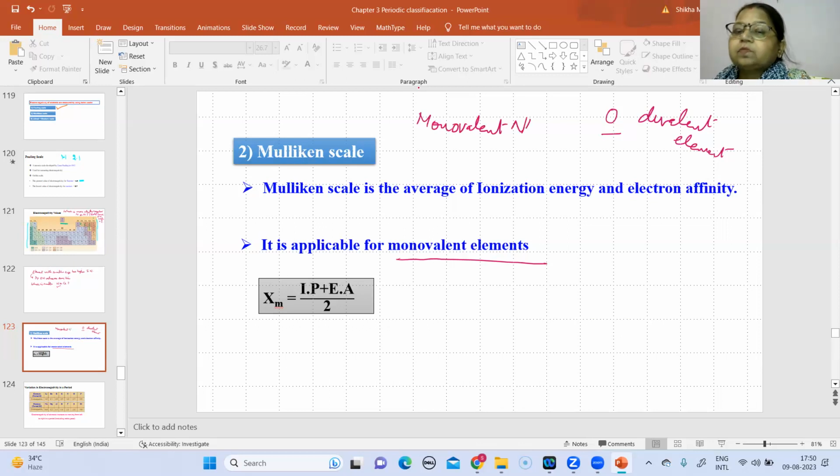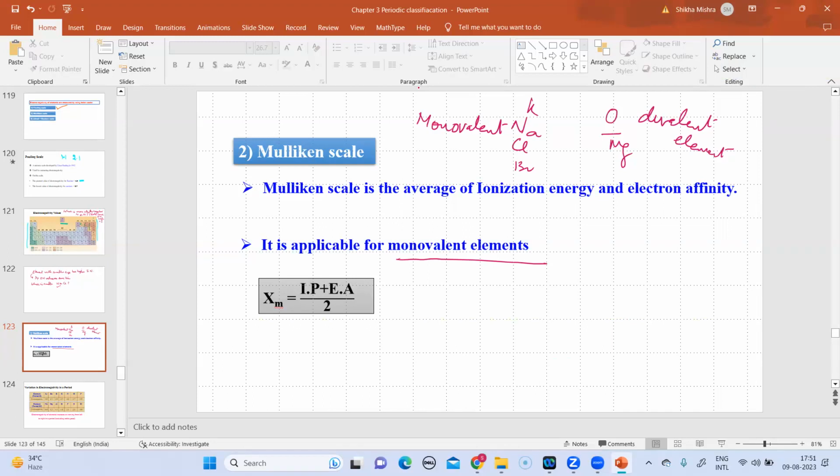We can have sodium, chlorine, bromine, potassium. Divalent, we will have oxygen, magnesium. We are not talking about the charges. We are talking about the number of electrons lost or gained, right? And the formula which can be used to find out the electronegativity using Mulliken's scale is: IP stands for ionization potential and EA is electron affinity. It is the average of IE and EA, right? Is it clear to you, Ritika? Yes, ma'am.